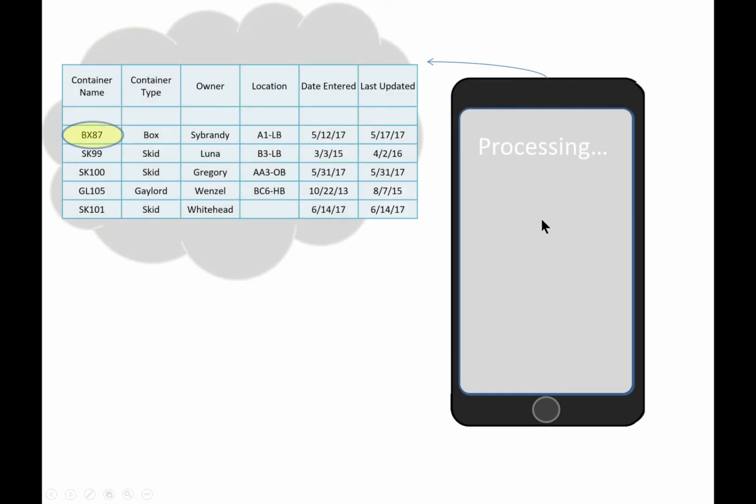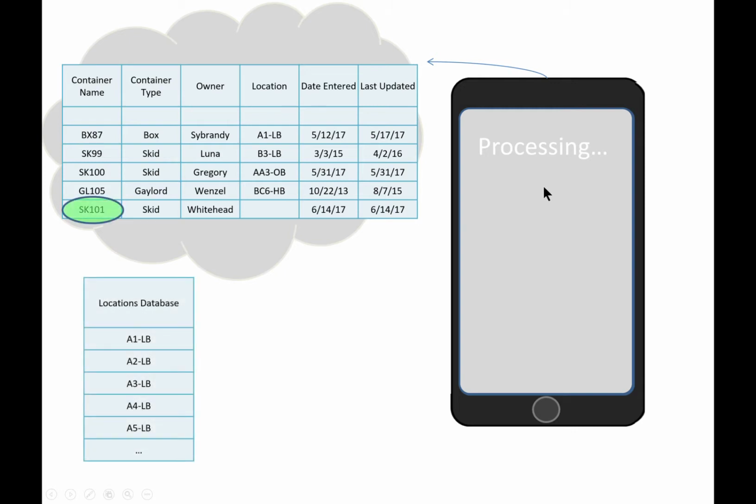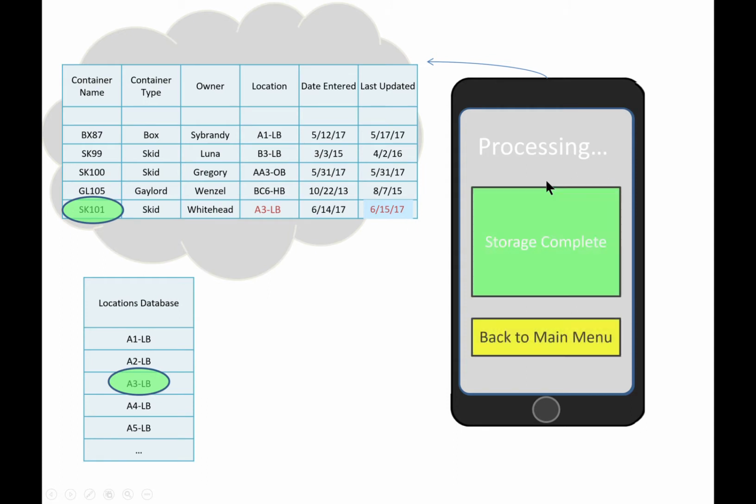We'll go into the database and we'll first make sure the container name exists. Then we'll make sure that the location that we scanned also exists. And then we'll make sure that the location is not already in use. It is not, so we enter our new location and change the last updated.